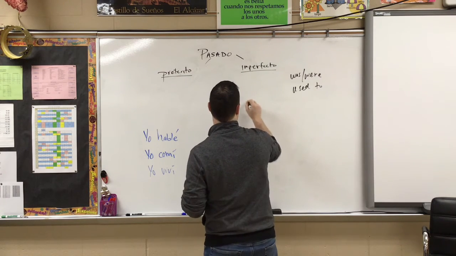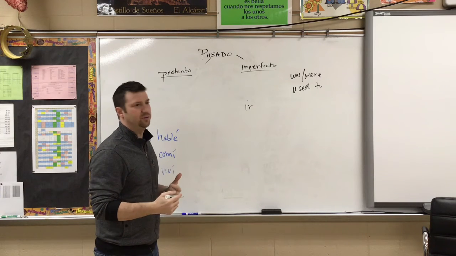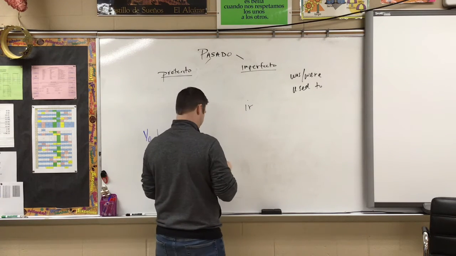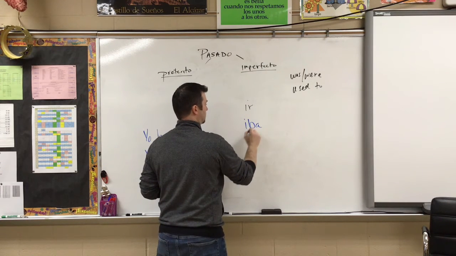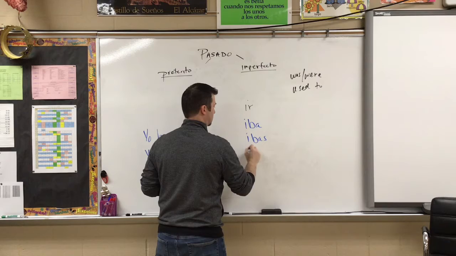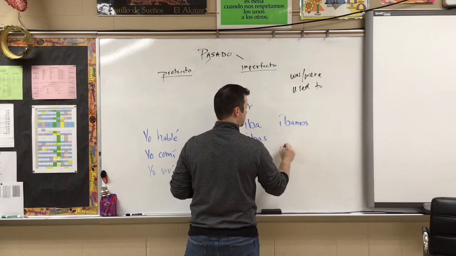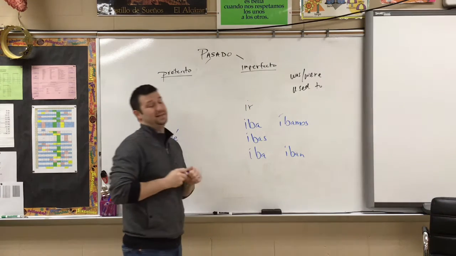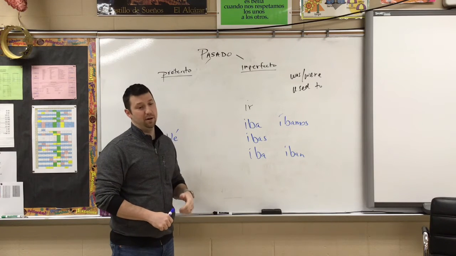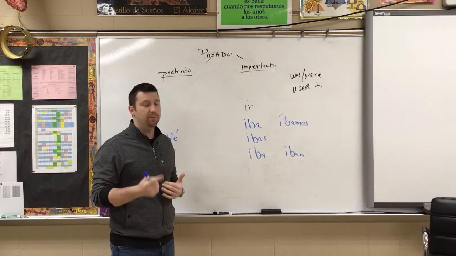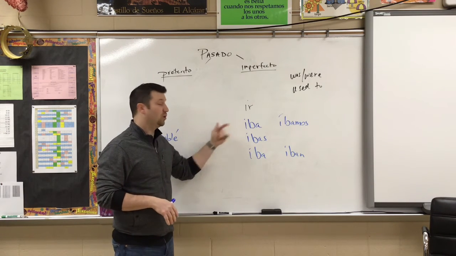Start with ir. This one's going to be used a whole bunch. It is totally irregular. Yes, I know. Looks strange. Iba, ibas, iba, íbamos, iban. You've got to say it. You've got to repeat it. Iba, ibas, iba, íbamos, iban. That is I used to go, or I was going.